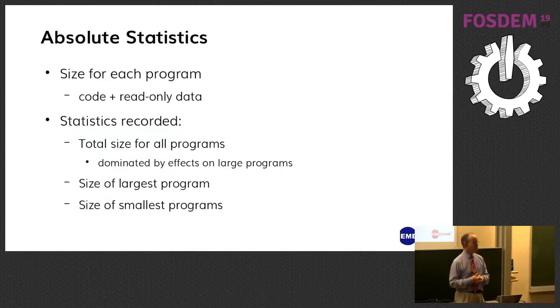For the absolute statistics of each of those 79 programs, we're going to capture the size of the code and the read-only data, and we're going to record a total amount of data. That's going to be dominated by the large programs, because one large program will have as much as 10 small ones. And we'll also record the size of the largest program and the size of the smallest program.